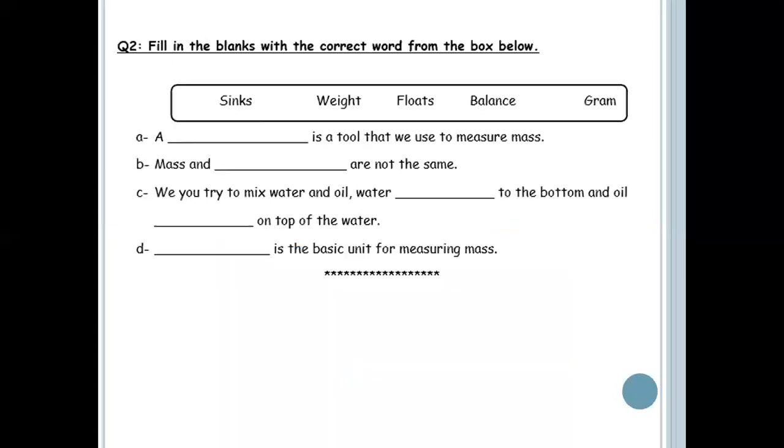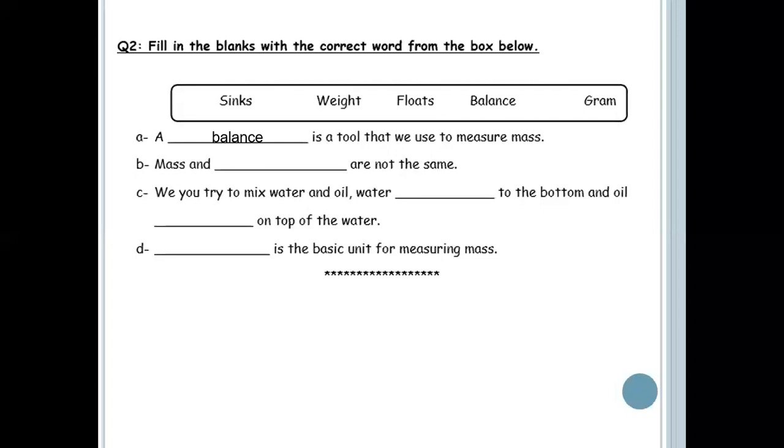The second one is fill in the blanks with the correct word from the box below. The words are sinks, weight, floats, balance, and gram. A blank is a tool that we use to measure the mass. What is the tool we use to measure the mass? Great job. A balance is a tool that we use to measure mass.